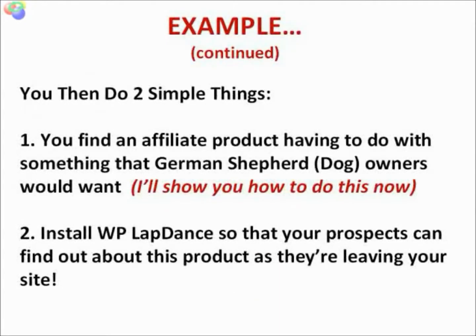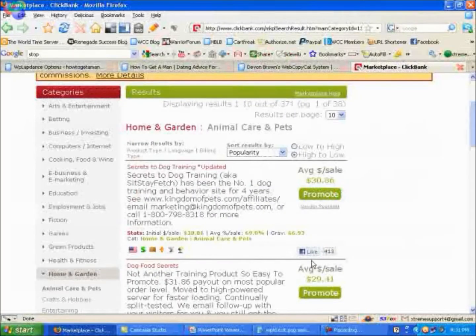Well, all you got to do is do two simple things. Number one, you find an affiliate product having to do with something that German Shepherd or dog owners would want. And I'll show you how to do this in just a second. And number two, you install the WP Lapdance software so that your prospects can find out about this product as they're leaving your site. Let me show you what I mean.